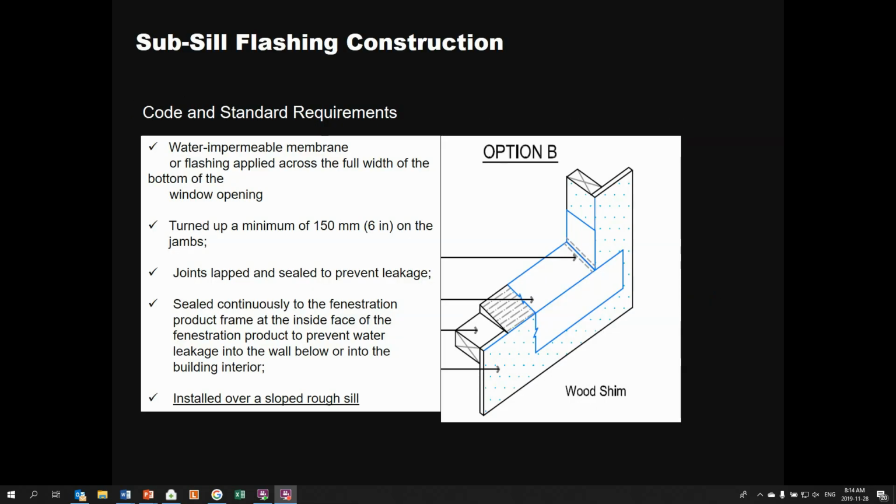What a sub-sill flashing is, at the bottom of every fenestration, here you've got an impermeable membrane that goes up about 6 inches. It's got a sloped sill here, and it flaps down here. Then the window or door would sit on here.